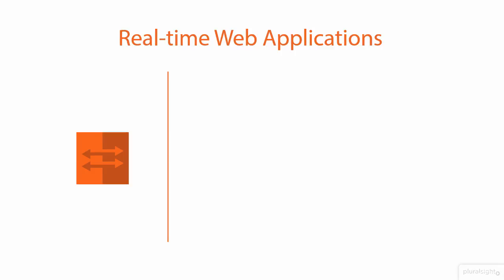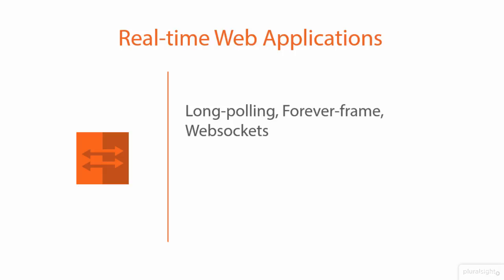In this video, we'll install and set up Socket.io. To make a web application have real-time features, you have to use a palette of techniques, such as long polling, the forever frame technique, server-side events, or WebSockets.